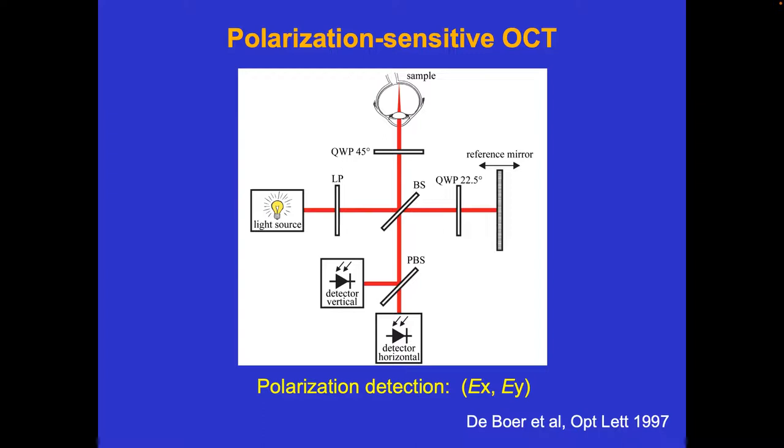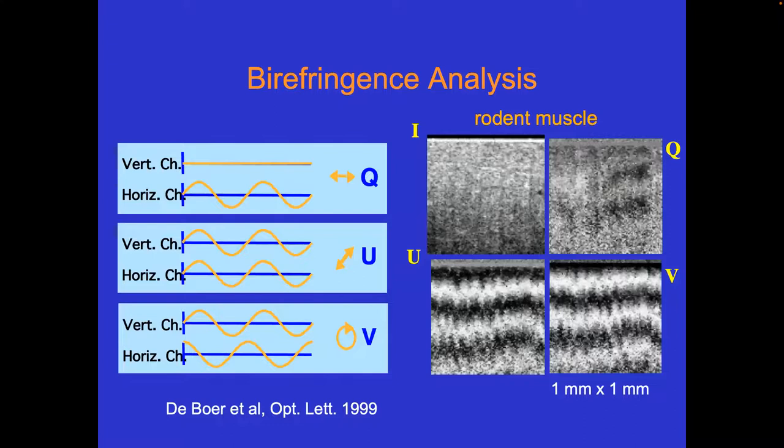Okay, so now I have this setup. I can measure fringes in my horizontal and vertical polarization state. Let's take a look at what I can measure. So let's say on my vertical channel, I measure no interference fringes. I only measure interference fringes in my horizontal channel. What kind of polarization state do I have?